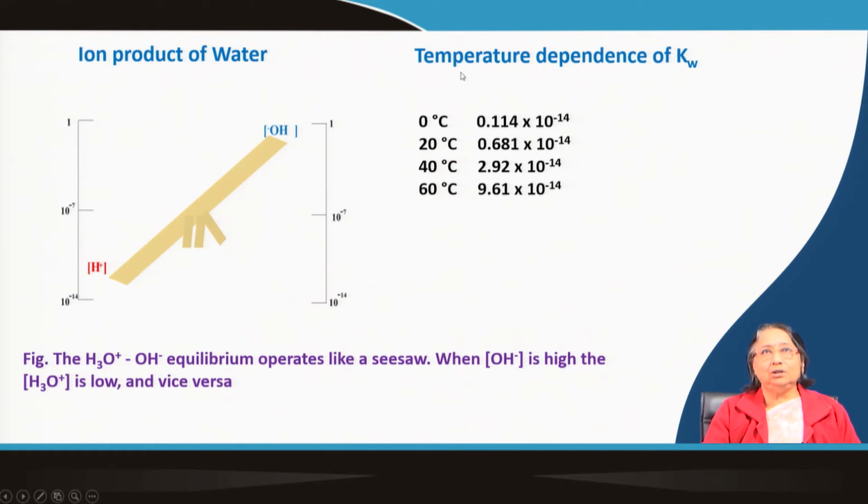And here it is also shown that the values differ at different temperatures. For example, the value of Kw at 0 degree centigrade is 0.114 times 10 to the power minus 14, at 20 degrees it is 0.681 times 10 to the minus 14, and at 60 degrees it is 9.61 times 10 to the minus 14. So, almost a 10-fold difference you can see between 0 degree and 60 degrees; the values of Kw are much different.